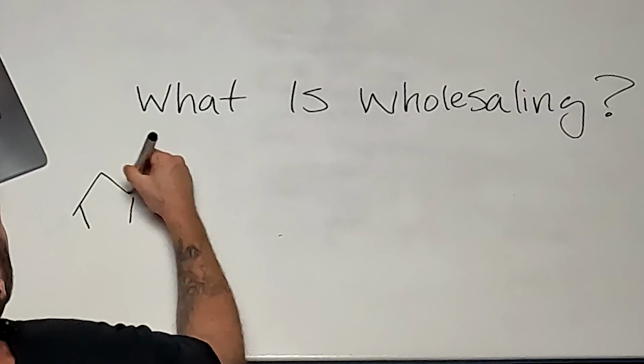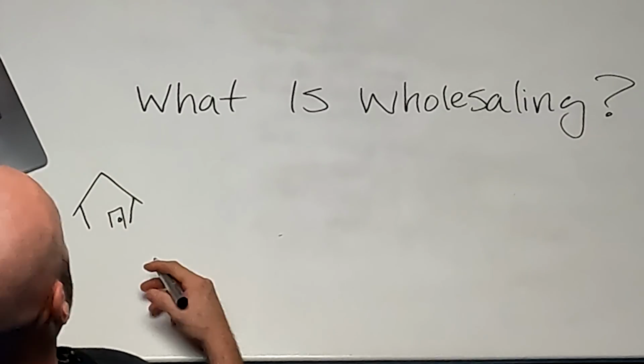What is real estate wholesaling? Real estate wholesaling is the process of finding an off-market real estate property or finding an undervalued property, putting this property under contract, and then assigning it to a cash buyer for a fee. So in layman's terms, instead of flipping houses, we're flipping contracts.